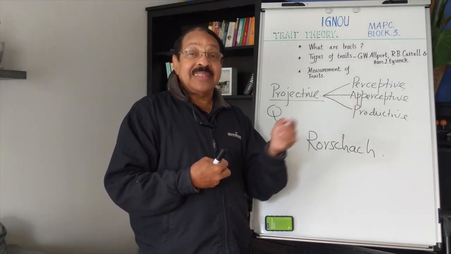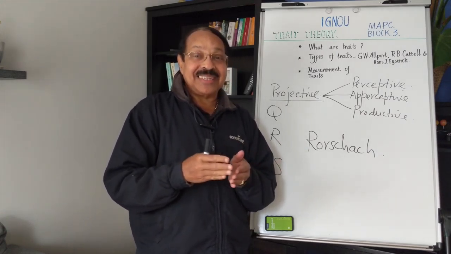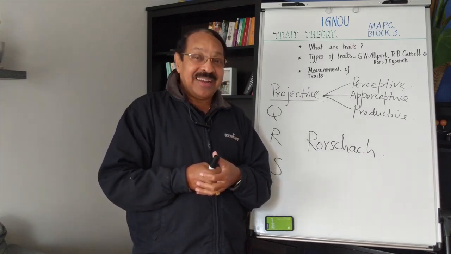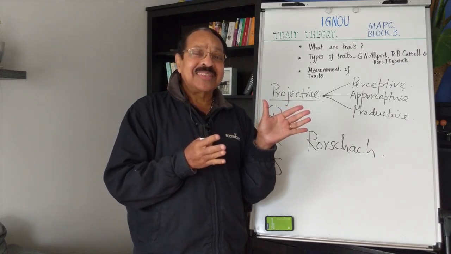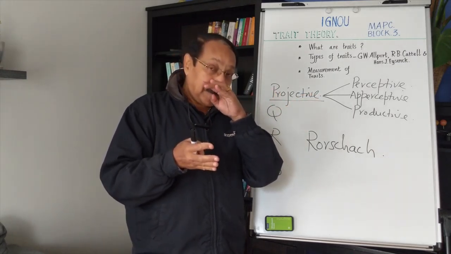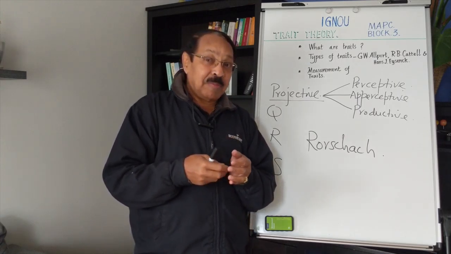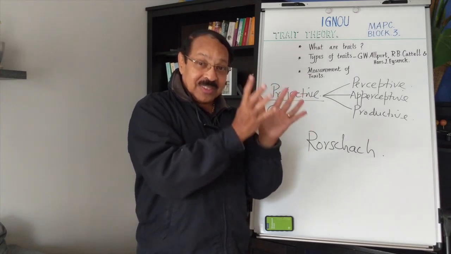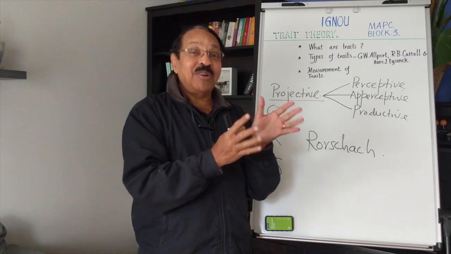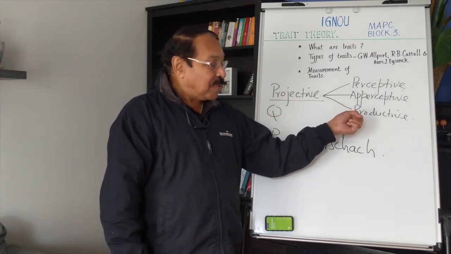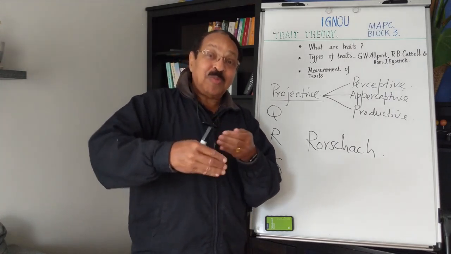For apperceptive, the example is TAT, Thematic Apperception Test, developed by Murray. And this also has some ambiguous pictures. These pictures are exposed to the respondents, and they are asked to explain how the situation displayed in the picture has occurred. In productive technique, the respondent is expected to produce something.